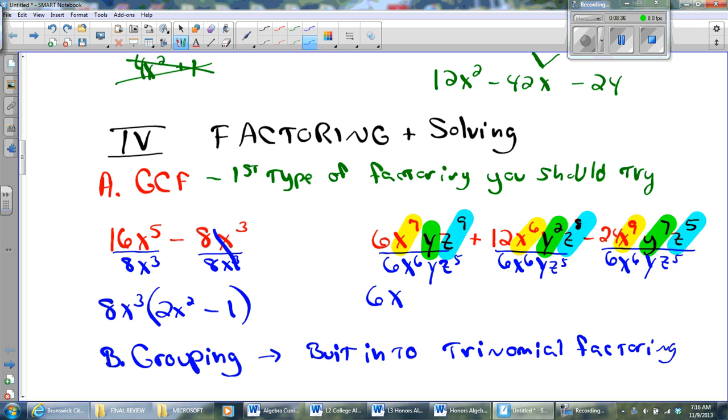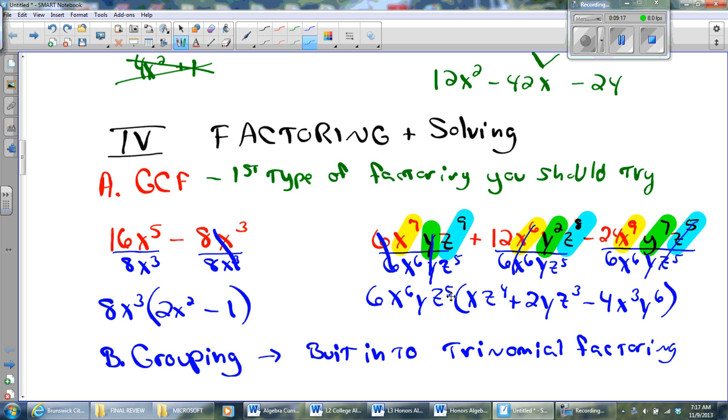I'm going to get a 6x to the 6th, y, z to the 5th. And what's left inside will be the result of my division problems. Well, the 6's cancel, the y's cancel. X to the 7th divided by x to the 6th is x. Z to the 9th over z to the 5th is z to the 4th. Okay, plus, this is going to get a 2. X to the 6 are gone. So we're going to get a y, and I'm going to get a z cubed. Then minus, going to get a 4, an x cubed, a y to the 6th, and the z to the 5th cancel in this particular problem.